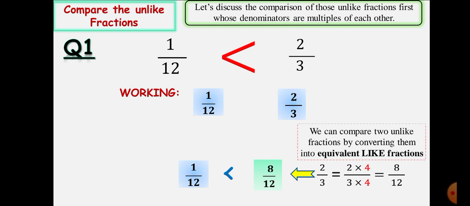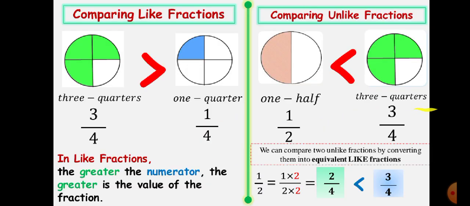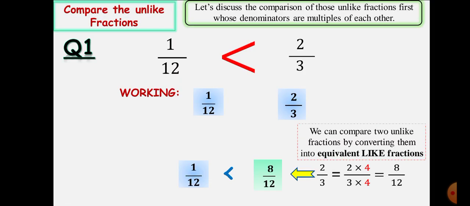Then like 1 over 12 and 2 over 3. So first of all we have to do marking. So 1 over 12 and 2 over 3. First of all they are unlike fractions, so we have to make them equivalent fractions. Why? Because 12 and 3 are both divisible by 4. If you divide them by 4, you're going to get the same answer.